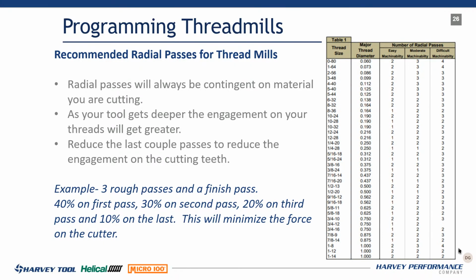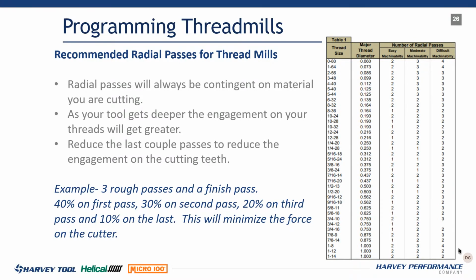The example I put here, if you're doing 3 rough passes and a finish with a thread mill, which can be done depending on the material, you can do 1 pass, there's 2 passes. Be mindful to break up those passes. Do a 40% on the first pass, a 30% on the second pass, a 20%, which is your radial step over, on the third pass, and then maybe a 10% on the last. It will minimize the force. That last pass of 10% is putting the most amount of force on your thread mill. So don't make it 40%, if you can get away with it. And then if you have to add a spring pass, add a spring pass.